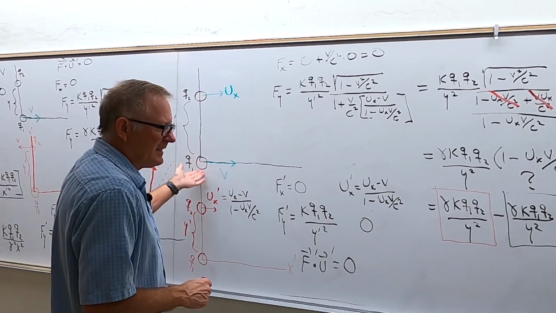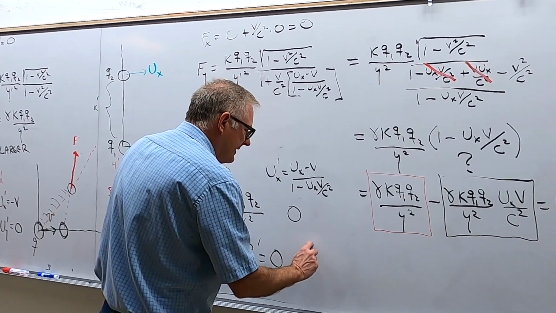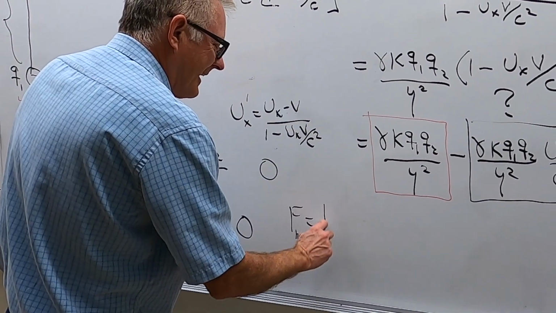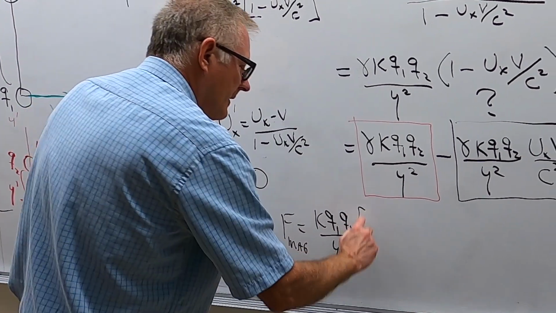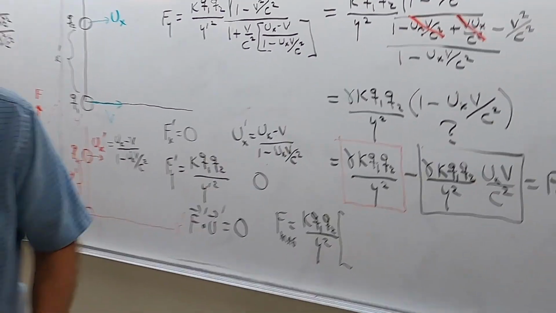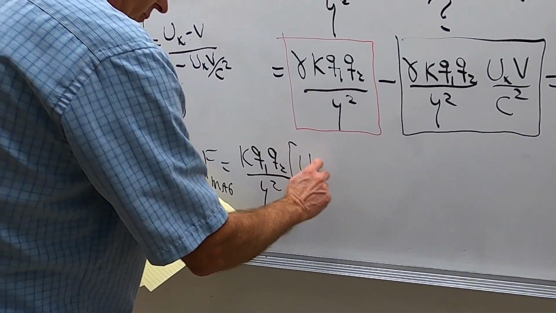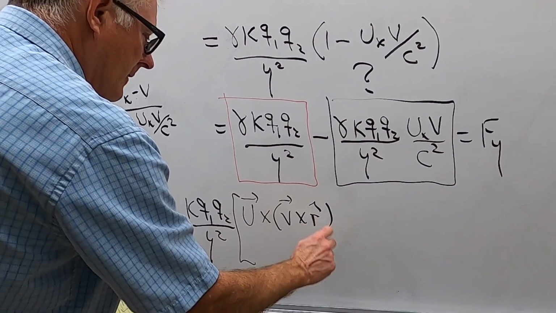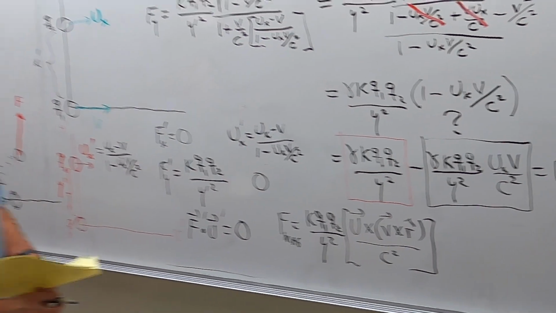Remember what we said the magnetic force was? From back at the very third lecture, we said the magnetic force was equal to k q1 q2 all over y squared, and then we had some cross products in there. Let me just get the right cross product. We had something like u cross v cross r hat all over c squared. And this is what we had before right there.